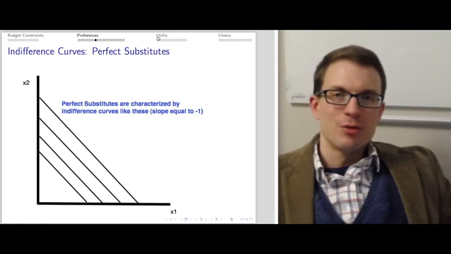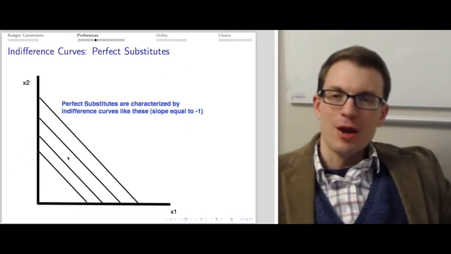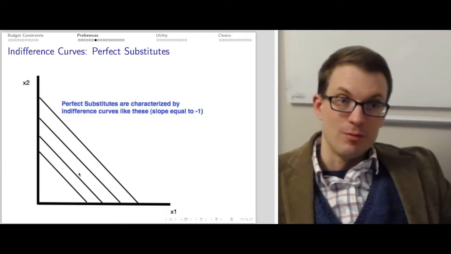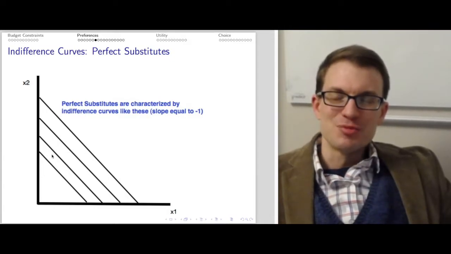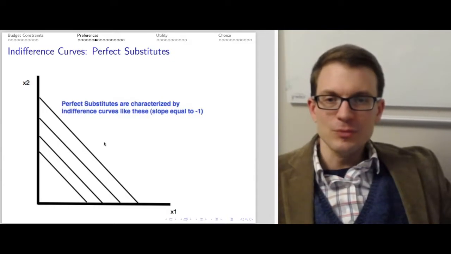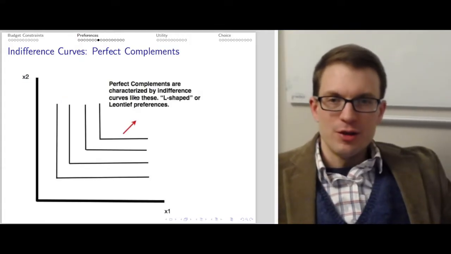And ultimately, when we're getting to utility and choice, we're going to want to compare this to a budget constraint. Matter of fact, what we're going to do is compare slopes of indifference curves to the slopes of the budget constraint. Okay, and here's perfect complements.